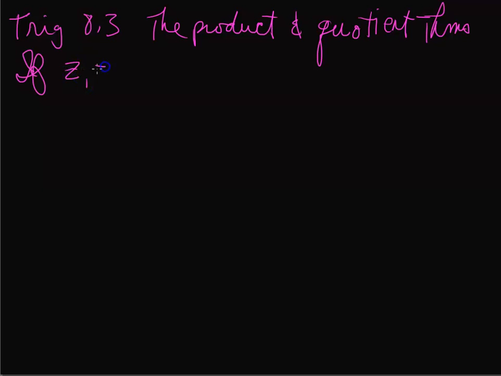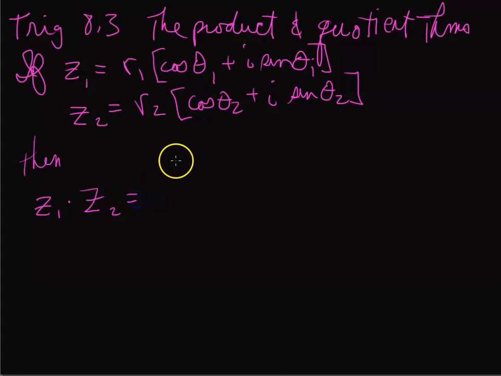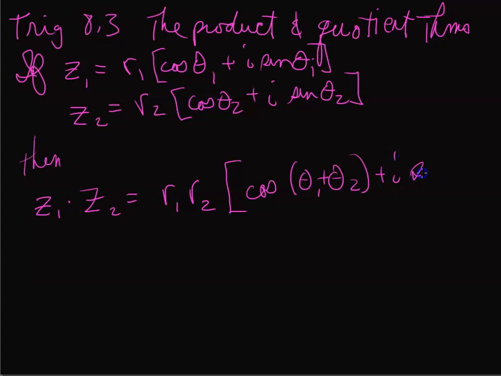if z sub 1 is equal to r sub 1 times cosine theta sub 1 plus i sine theta sub 1, and z sub 2 is equal to r sub 2 cosine theta sub 2 plus i sine theta sub 2, then their product, z sub 1 times z sub 2, is r sub 1 times r sub 2 cosine theta sub 1 plus theta sub 2 plus i sine theta sub 1 plus theta sub 2.